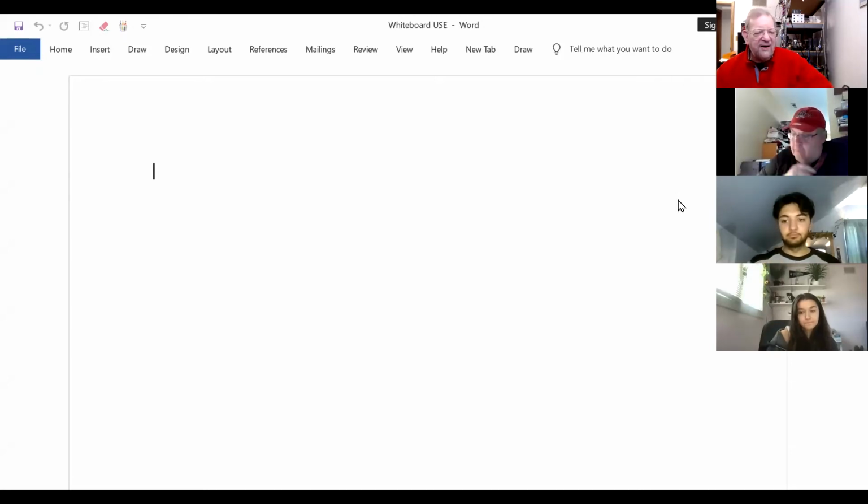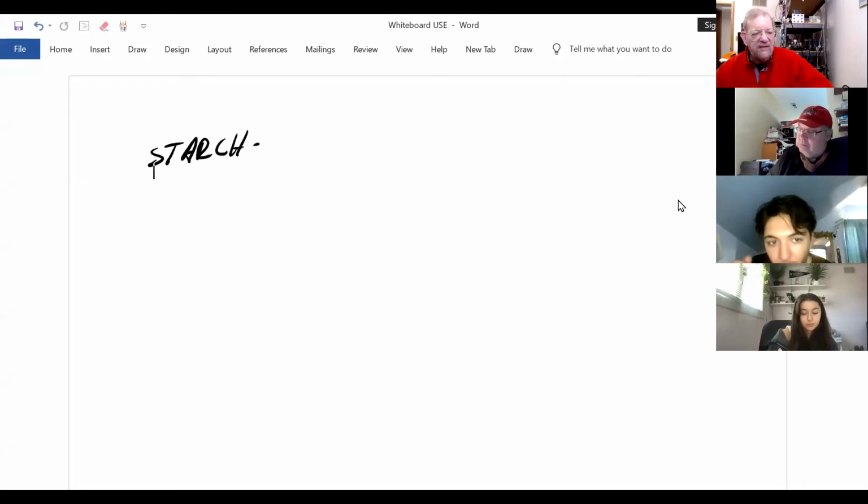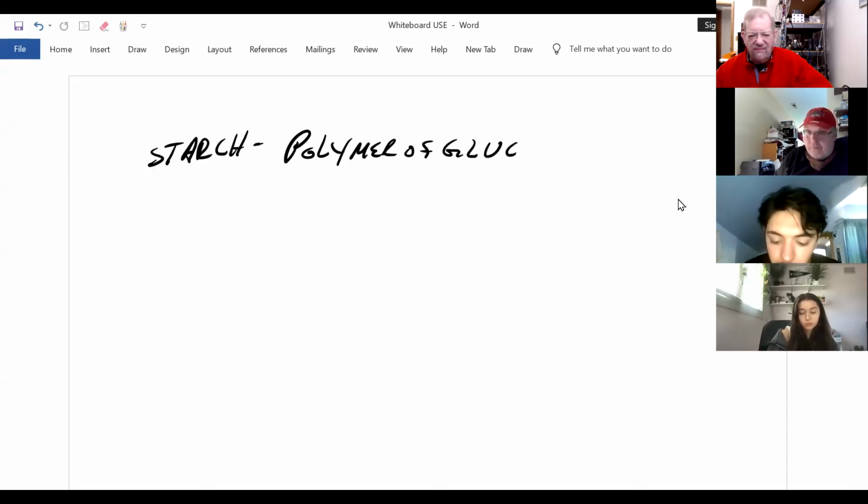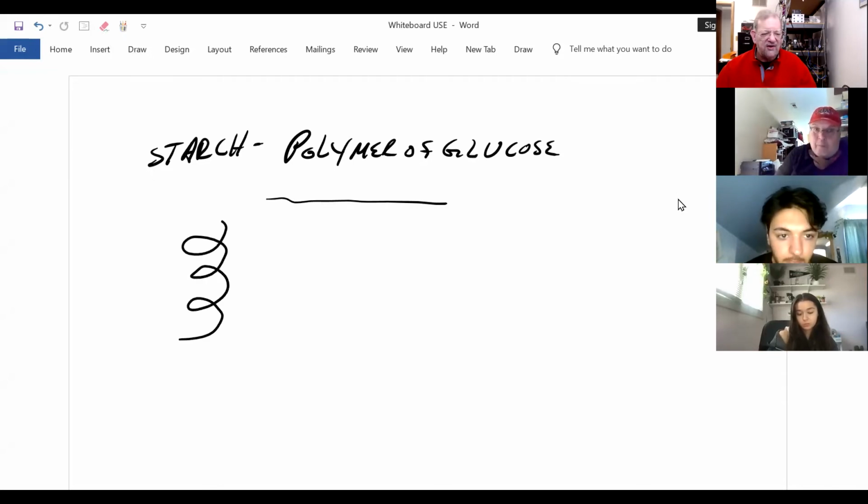Now, a carbohydrate, a starch, is a polymer of glucose. Now, in real life, it's not a straight line. It's a helix, like this. And along here, you have your hydroxyl groups from the glucose.